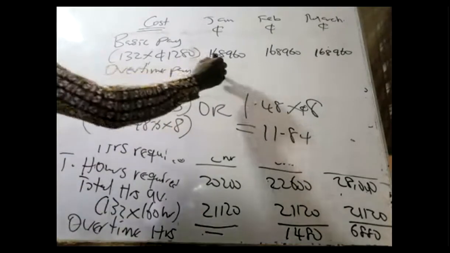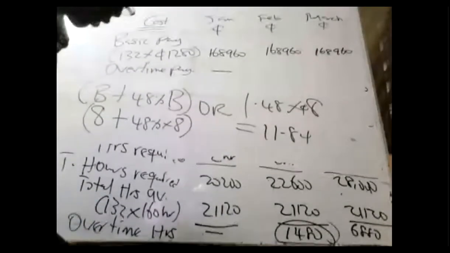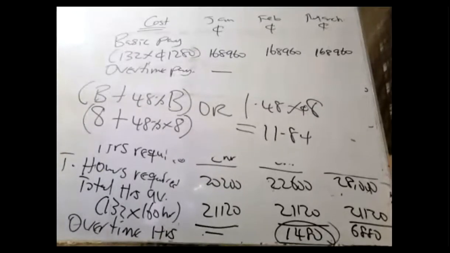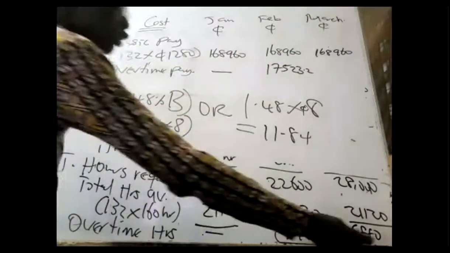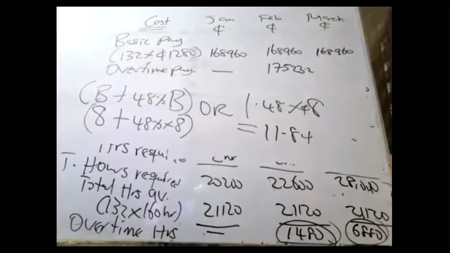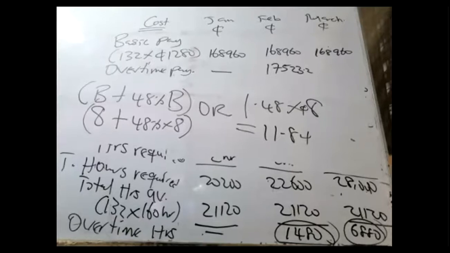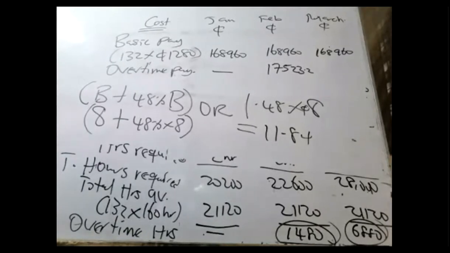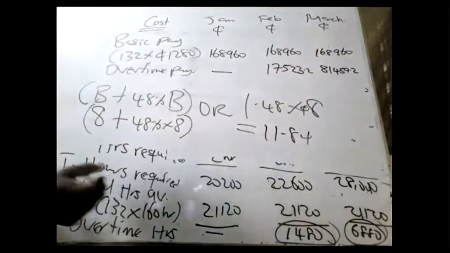So let's start. January, no overtime, so here must be a dash, because there's no overtime in January. But when you go to February, the overtime hours is 1,480. You multiply by 11.84, and you get 17,523.2. And for March, you value 6,880 by 11.84, and that'll give us an answer of 81,459.2.